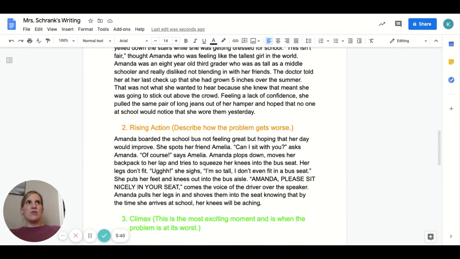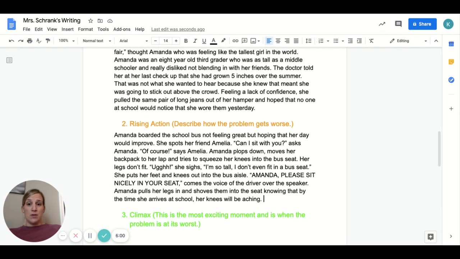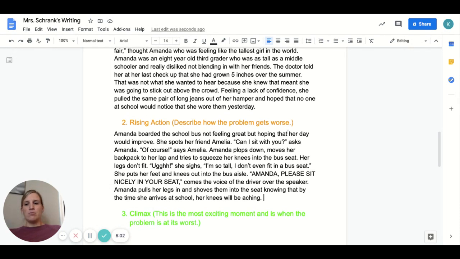That scene was a very small moment, but that was the moment that was hard for Amanda. It didn't have anything to do with getting along with her friend. It didn't have anything to do with what she was going to do at school that day, because that's not what she's thinking about. That's not what she's worried about. What she's worried about is how tall she is. So that's the part that I'm focusing on in my story. I'm describing how that problem just got worse for her, how it's just kind of a part of her and she can't get rid of it. It happens throughout the whole day.